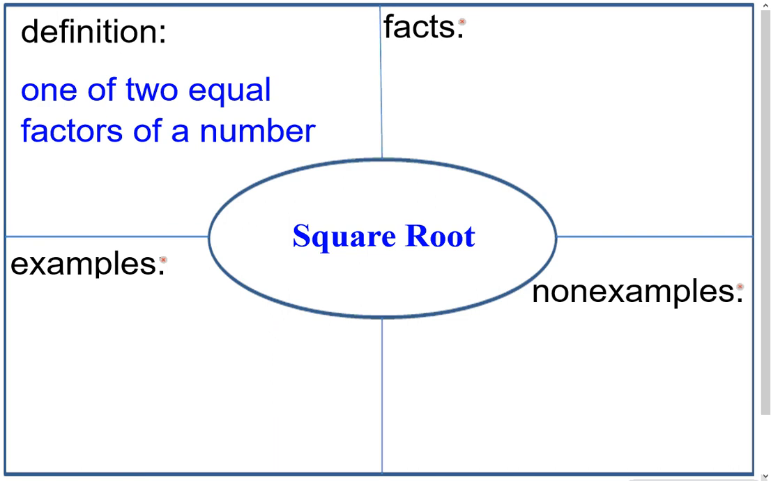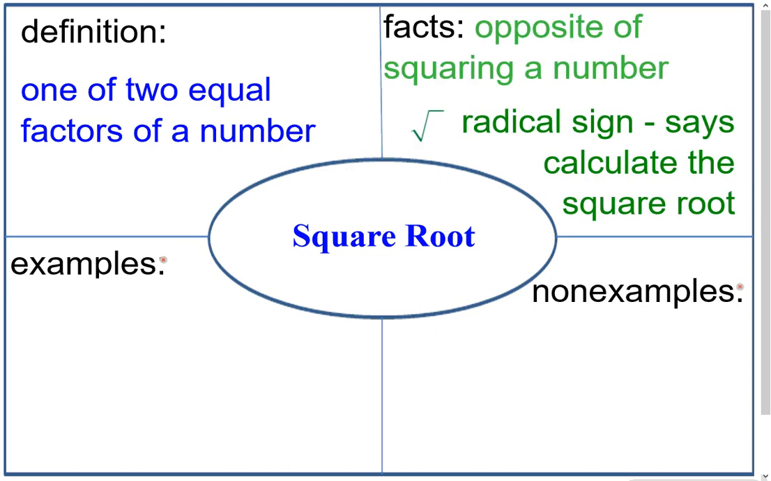It's one of two equal factors of a number. Now, for me personally, I like to think of square roots as what number multiplied by itself is equal to that number underneath the radical. Now, some of you are asking, well, what's a radical? That's what's going to come under my facts here. I put a fact: a square root is the opposite of squaring a number.